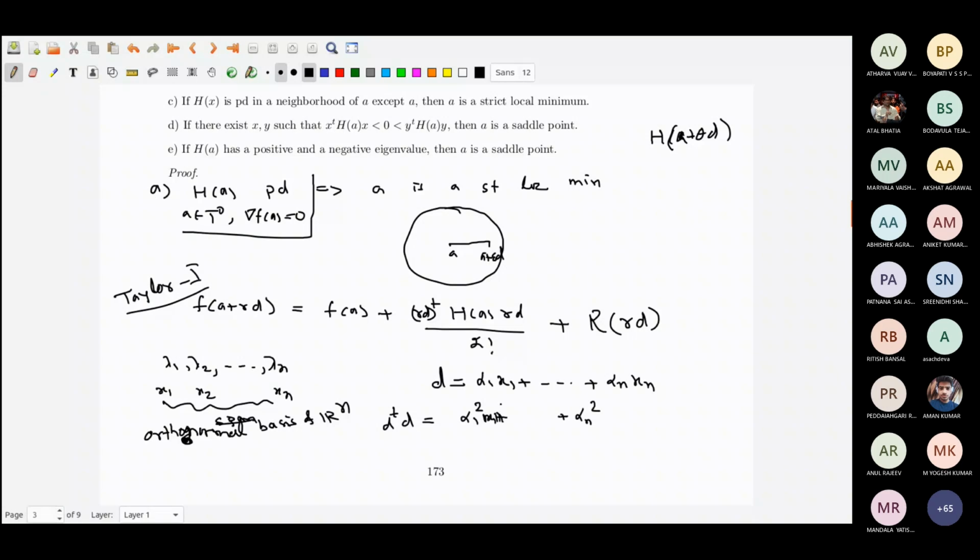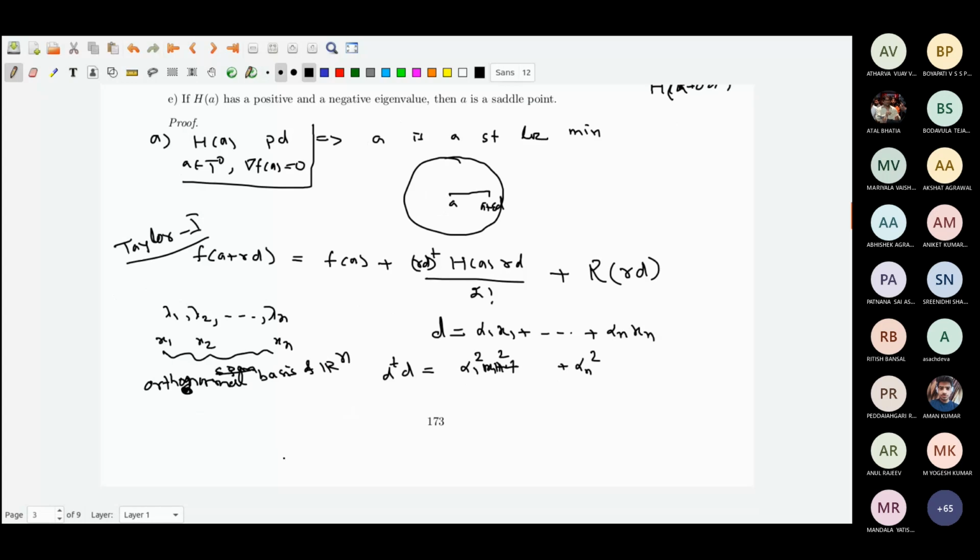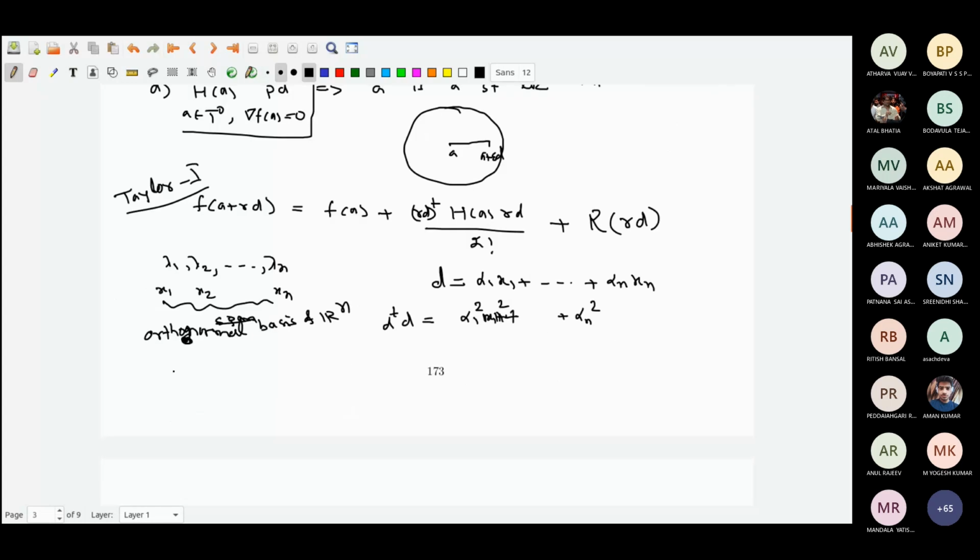The cross product terms like x1 transpose x2 will be 0 because they form an orthogonal basis, so each vector is pairwise orthogonal. X1 is orthogonal to x2. So the cross terms like alpha 1 x1 inner product alpha 2 x2 will be 0. So you will only have terms like alpha 1 square x1 norm square up to alpha n square xn norm square, and each norm square is 1. And then what happens to HA multiplied by D?